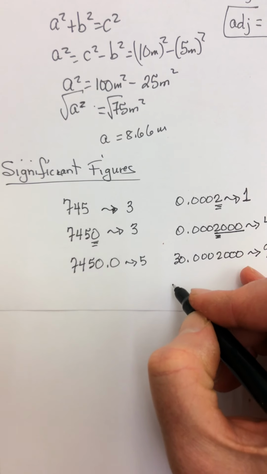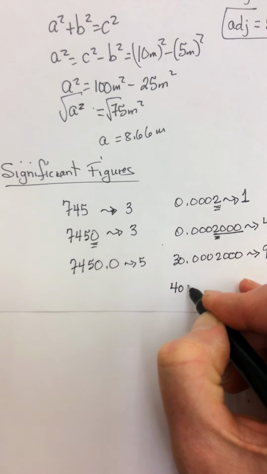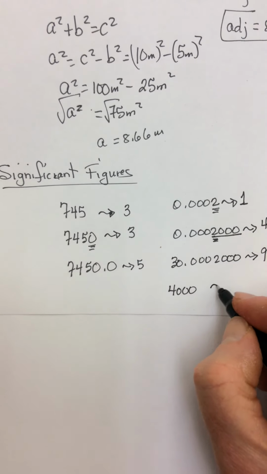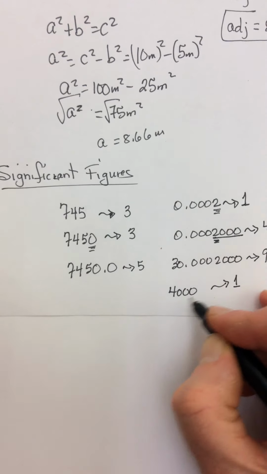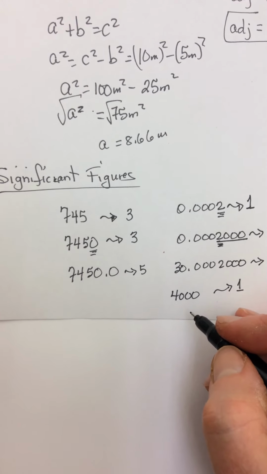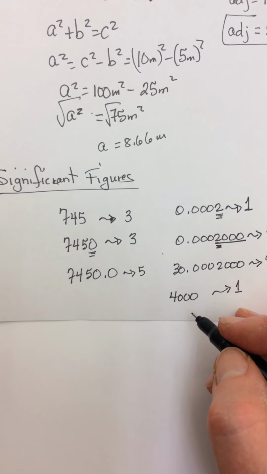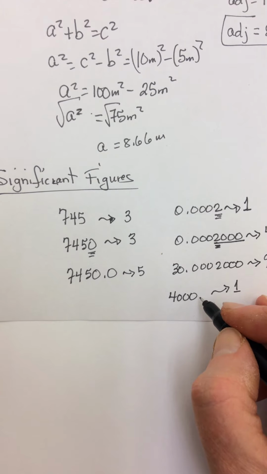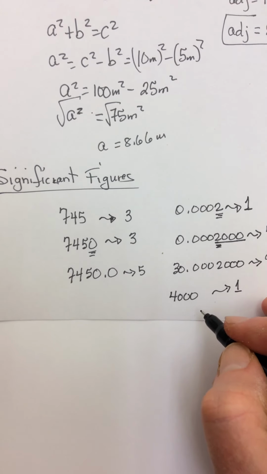Okay, and what if I had, let's say, 4,000? How many sig figs? The answer is 1, because the 3 zeros don't count. But what if I wanted to write 4,000 with 2 significant digits? How could I do that? I can't put a decimal there, because if I put a decimal there, then it has 4.